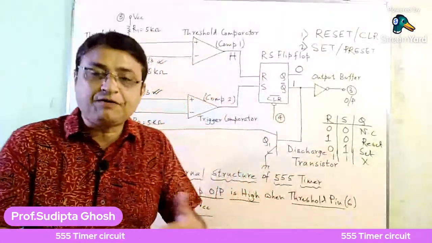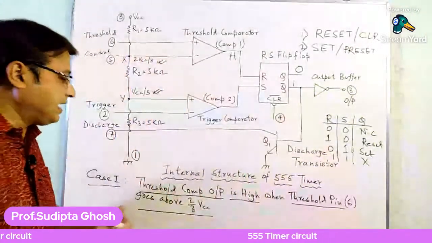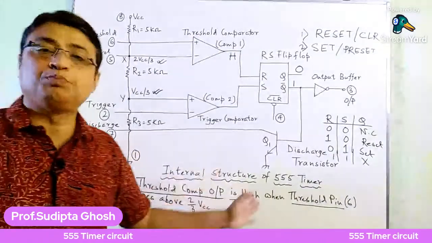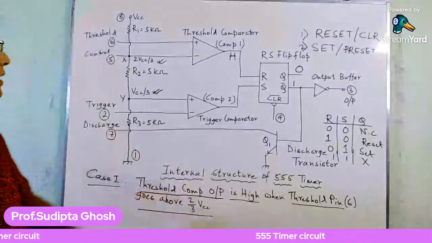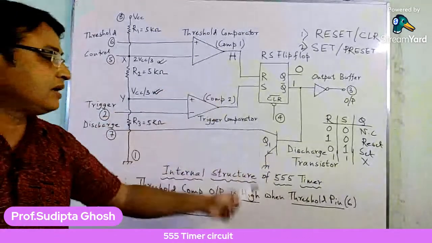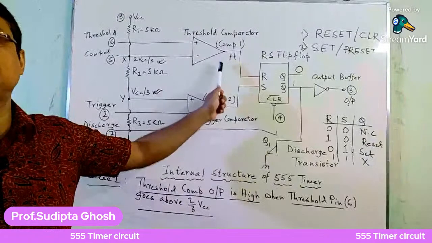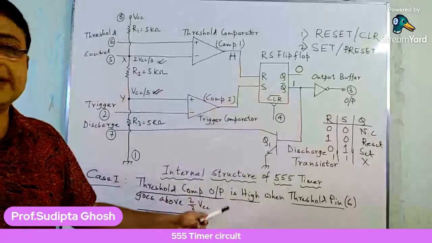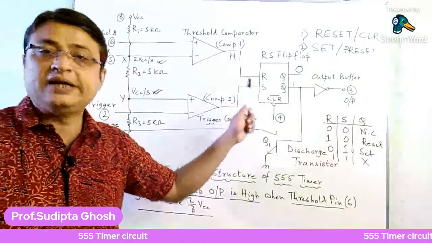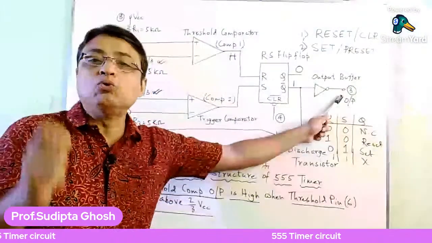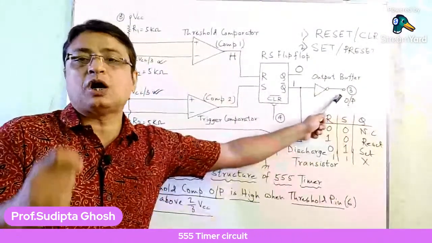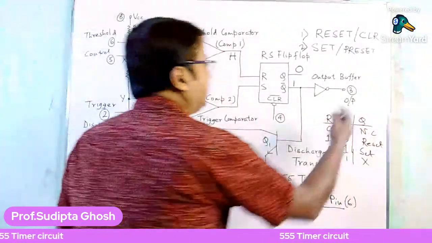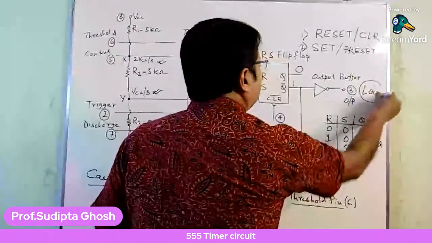So if I wind up this, I can tell you that when the threshold comparator output is high, and when does it go to high? It actually goes to high when the threshold pin goes above 2/3 VCC, and it will in effect make the output of the timer low. So here we have a low value output.